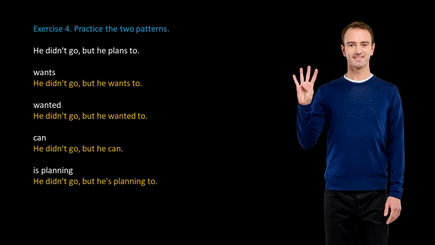Exercise 4. Practice the two patterns. For example, he didn't go, but he plans to. Wants. He didn't go, but he wants to. Wanted. He didn't go, but he wanted to. Can. He didn't go, but he can. Is planning. He didn't go, but he's planning to. Now, please do the following exercise. You can pause your video until you finish the exercise.